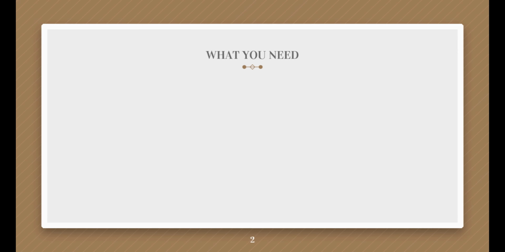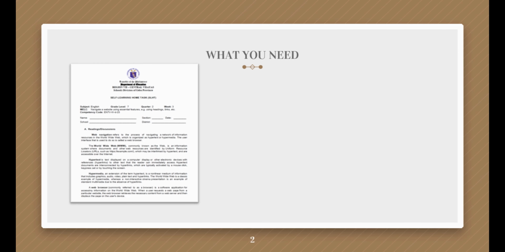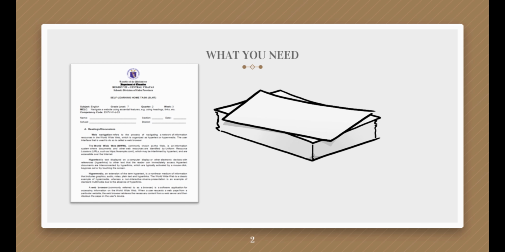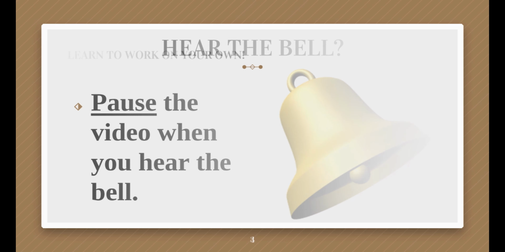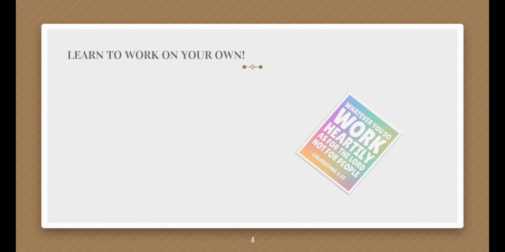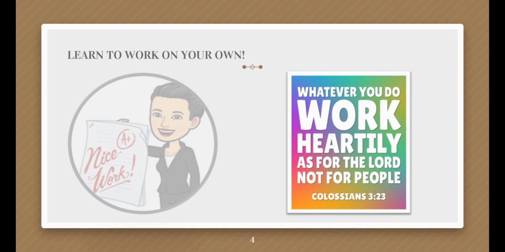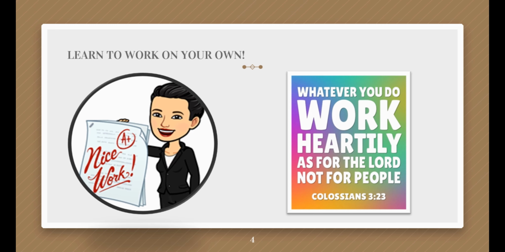For this clip, you will need your English 7 home task for week 4, some pieces of bond paper for your outputs, and a pen. Pay attention when you hear the bell sound. That means you may need to pause the video in order to do the task given. Then resume the video once you're done. And remember to work on your own. There's no problem in asking for help from others as long as you did all the work.